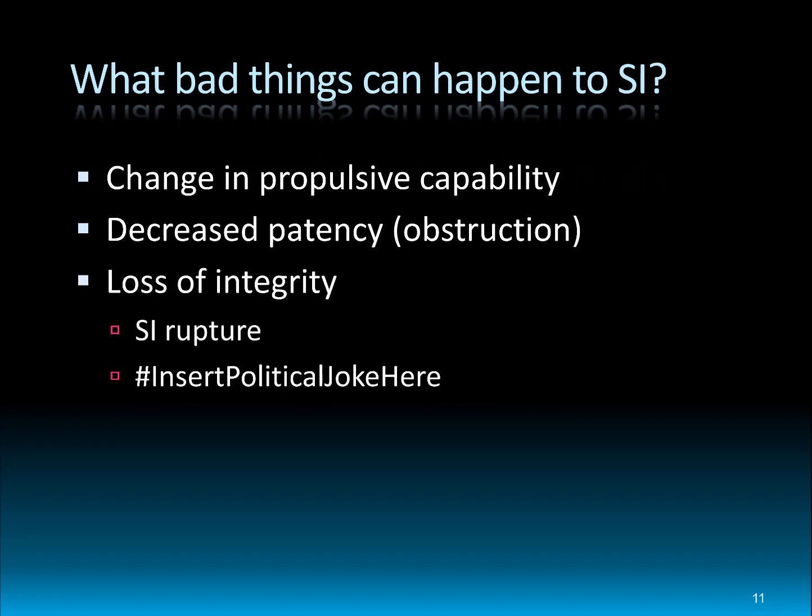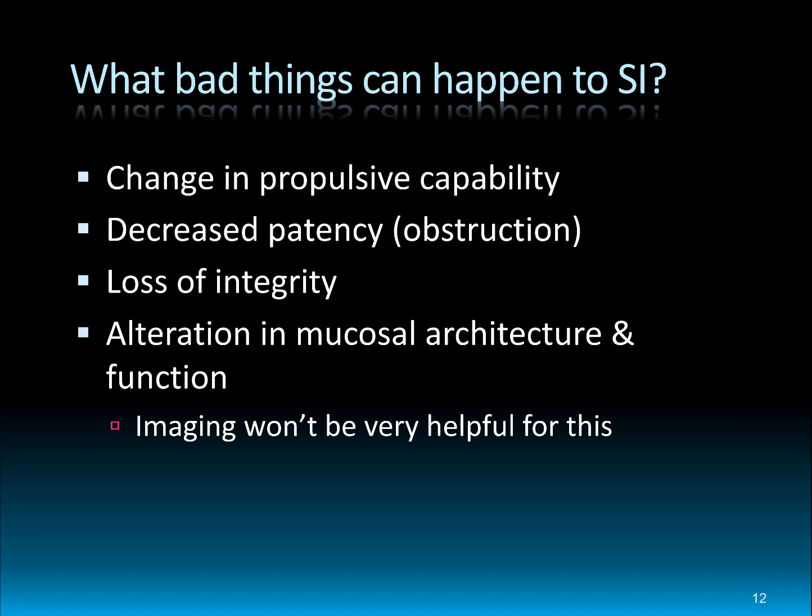Loss of integrity, so rupture of the small intestine or any part of the GI tract, is going to be really important to identify. The sooner the better. And then any sort of change in the mucosa can happen to the SI, but imaging usually isn't very helpful for this. Ultrasound can be somewhat helpful to a degree, but radiography isn't going to be nearly as good for mucosal function and even mucosal structure.